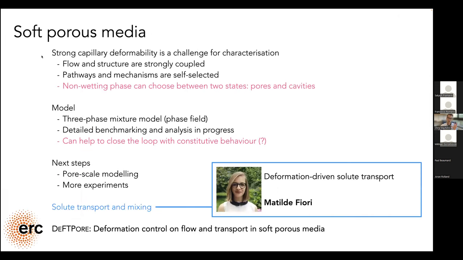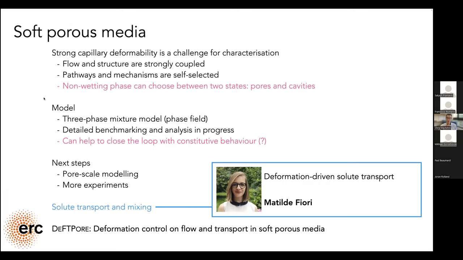So just to summarize, the idea is that strong capillary deformability is a big challenge for characterizing soft porous materials because the flow and the structure are strongly coupled in a way that you can't decouple. So you need a model that actually captures this coupling. In particular, it captures the fact that the gas can actually choose to exit the pore space altogether and form these macroscopic cavities.